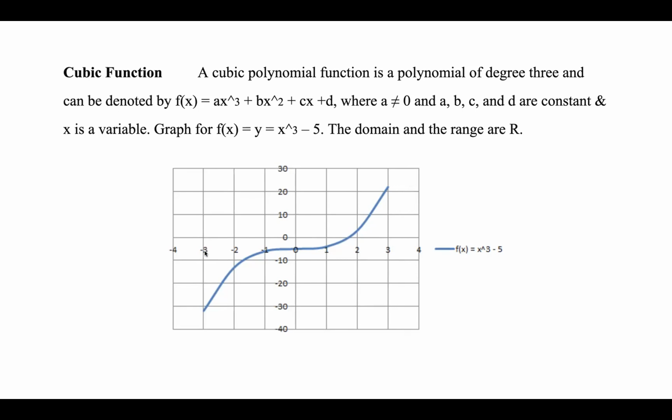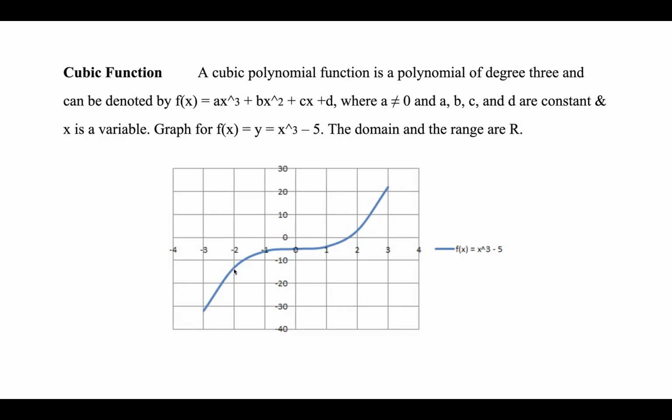considering minus 3 as x, then what we get is minus 3 cube minus 5. What will be the cube of minus 3? Minus 27. Okay, minus 27 minus 5, the value will be minus 32. So here comes the point.